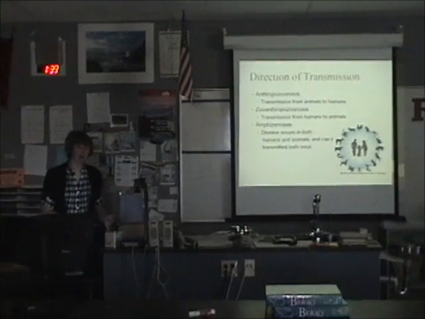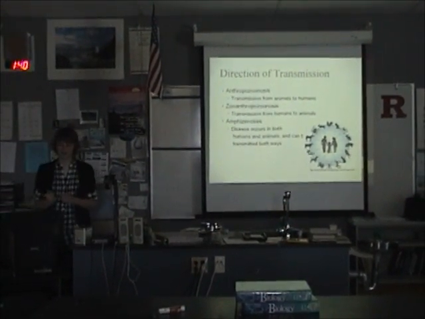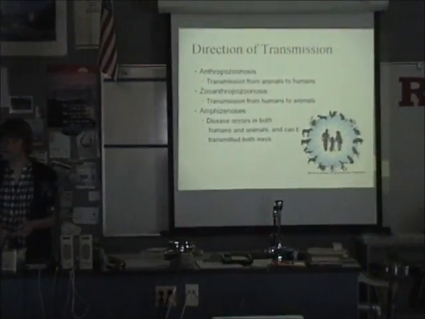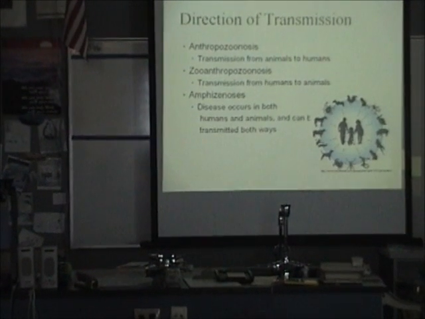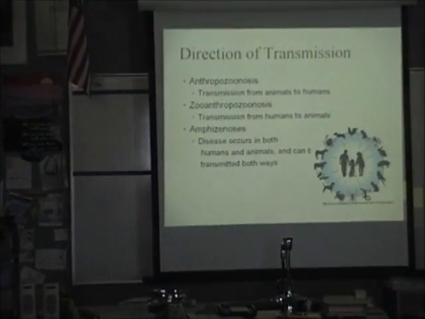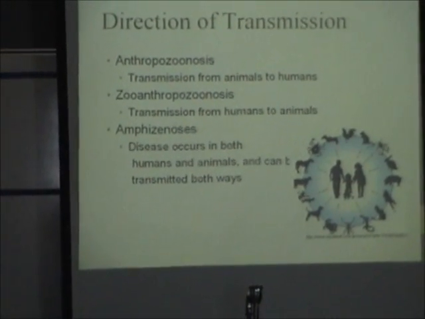So there are three different types, or three different directions of transmission. Anthropozoonosis is when animals transmit the disease to humans. Zooanthropozoonosis is when humans transmit the disease to animals. And amphizoonosis is when the disease can go back and forth and there isn't a dominant species that transfers to the other species.